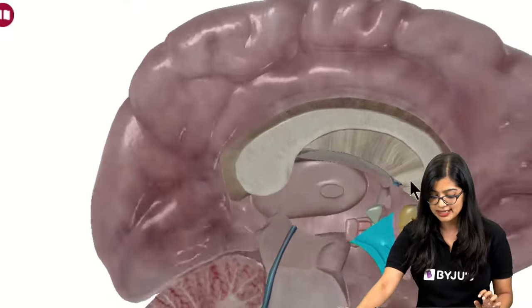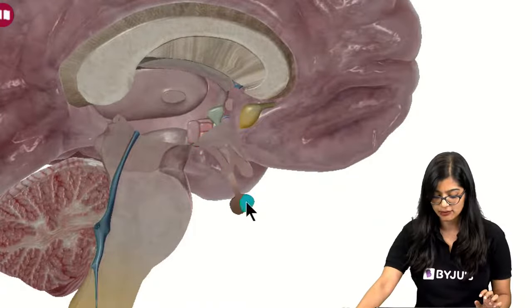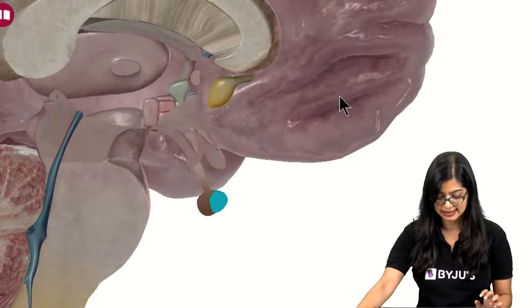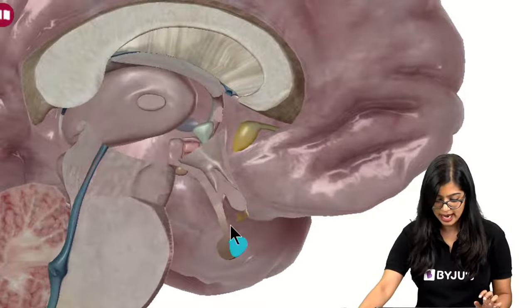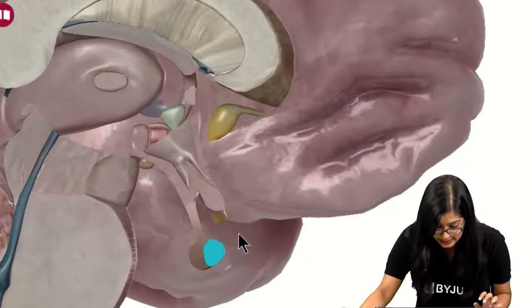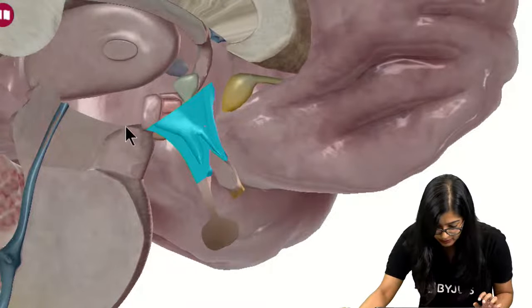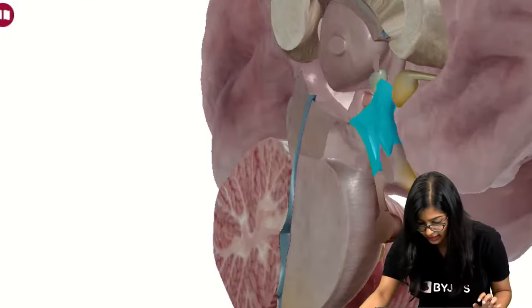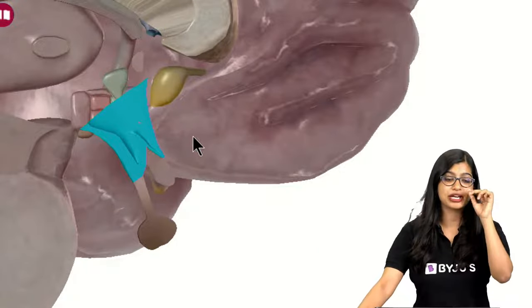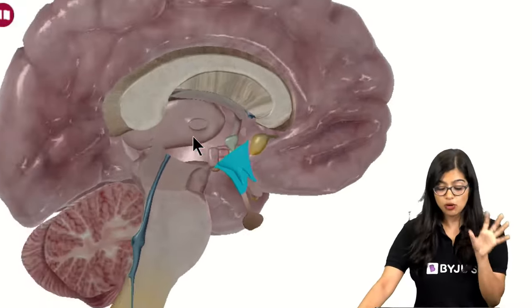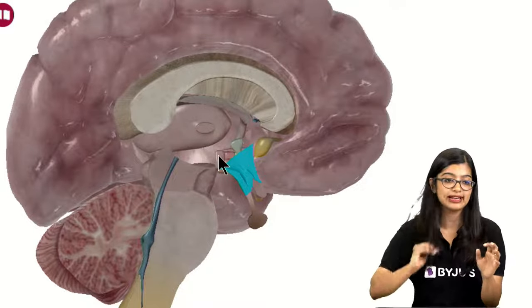And apart from that, at the base of the brain, if you see here, we have our pituitary gland that is there, yes? So let me quickly highlight that part so that you can see this. All right. Okay, I think in this part it's not very clearly visible, but we'll look at the pituitary gland very soon. So this is all about the forebrain that is there.